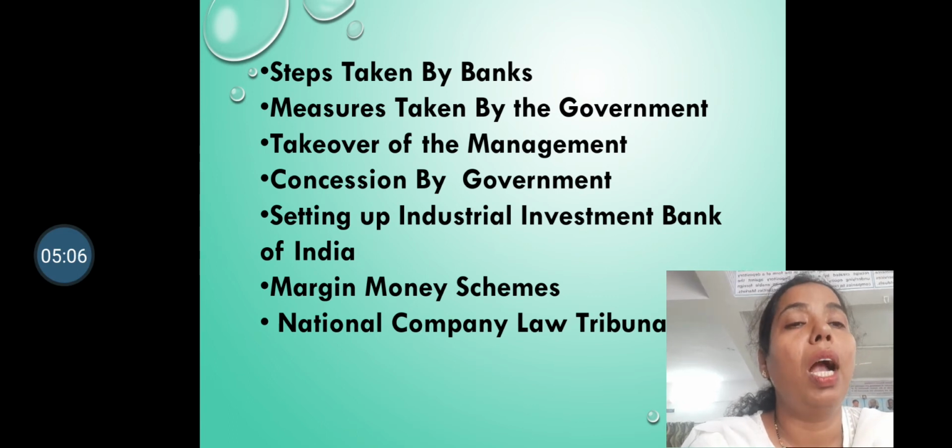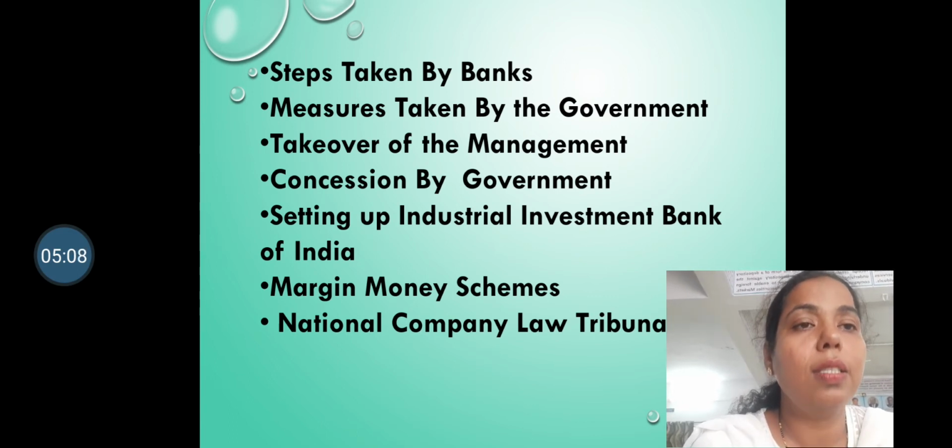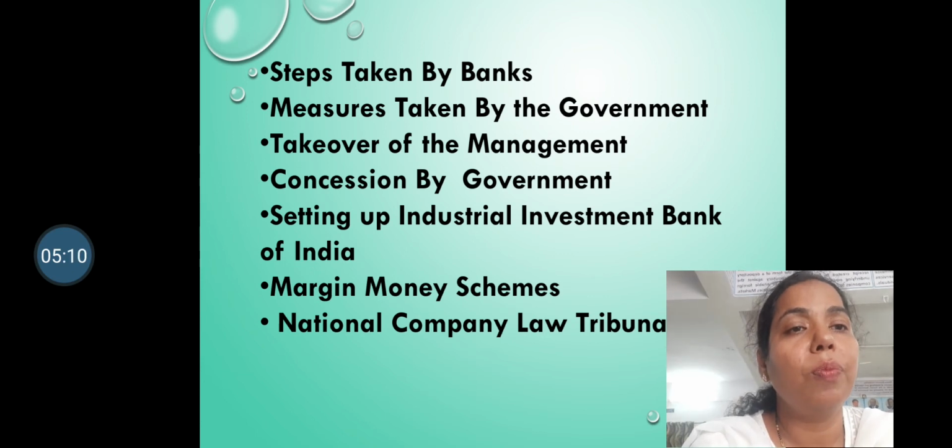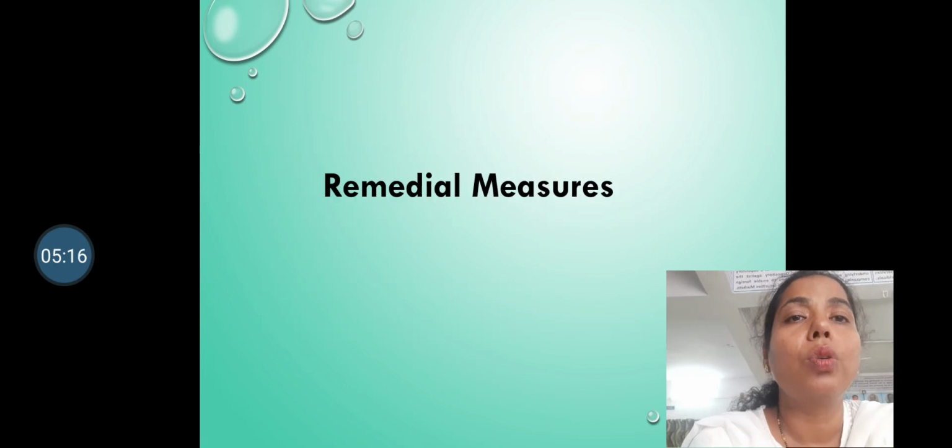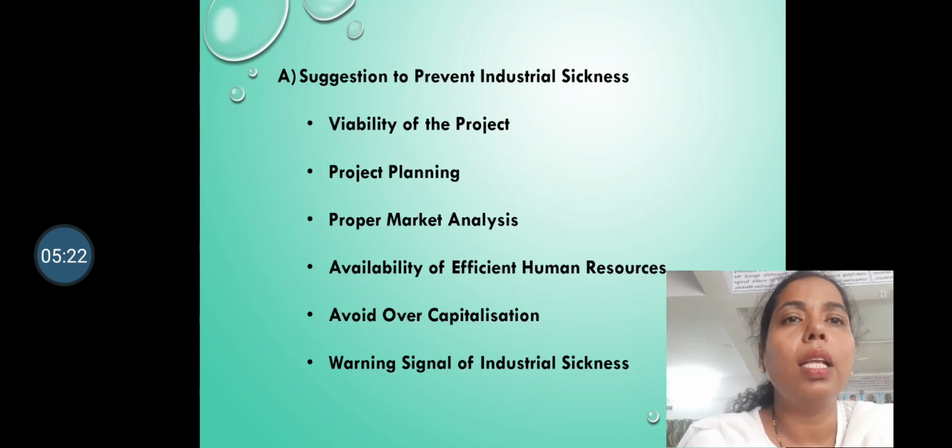Okay, and this is essential for the sake of the industrially sick unit. So these are basically the remedial measures which can be taken. Similarly, there are certain remedial measures which can be taken to prevent industrial sickness. Okay, and what are they?